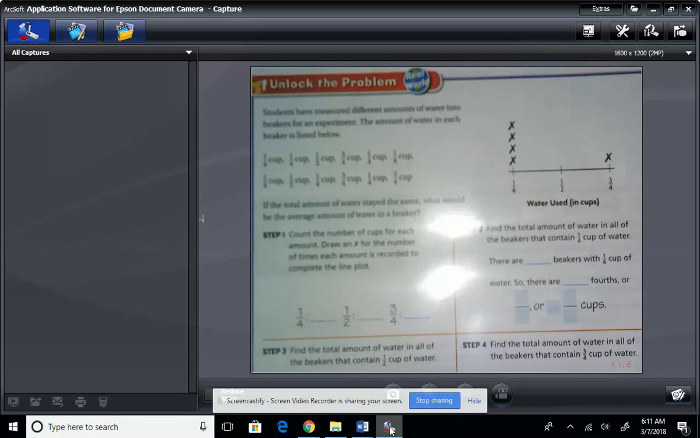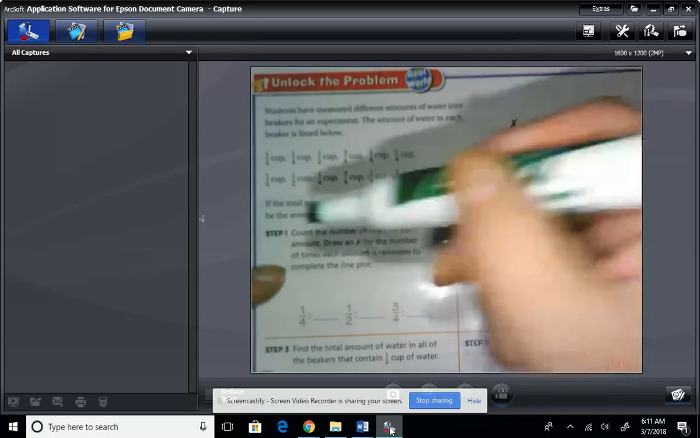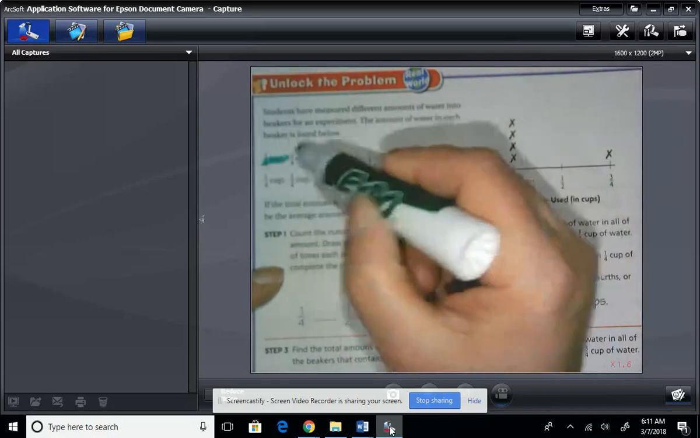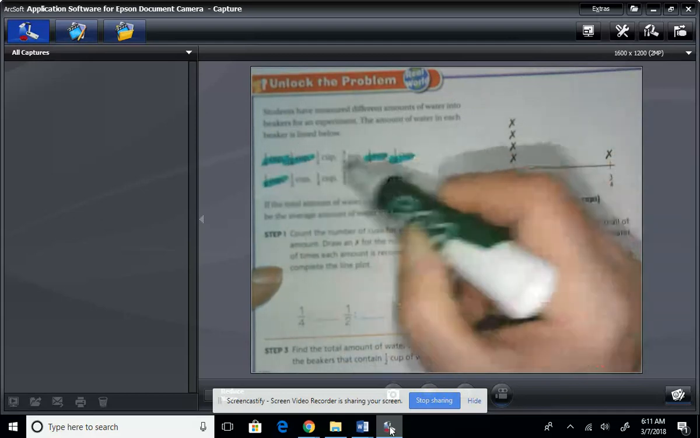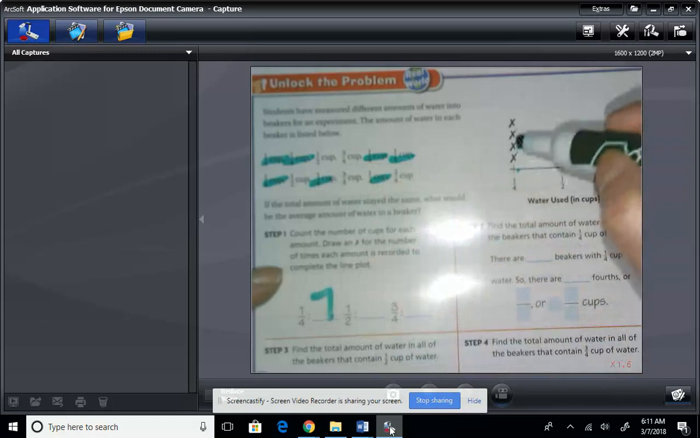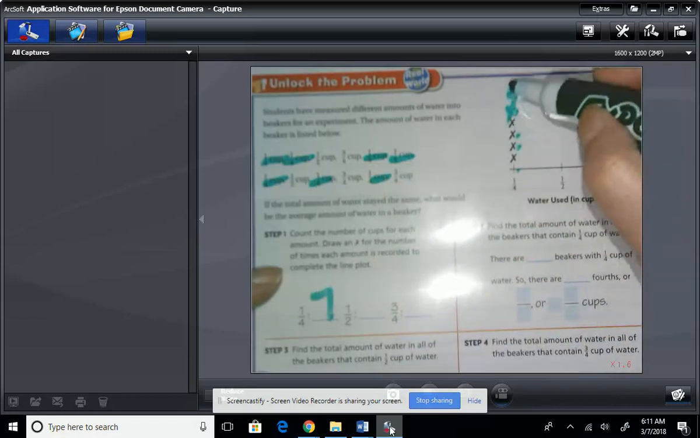Well, first of all, we've got to figure out we don't have the same amount. So we want to figure out how much we have first and then how we would put that as the same amount. So the first thing we have to do is draw an X for as many times as recorded. Okay, so for a quarter, it's 1, 2, 3, 4, 5, 6, 7. So 1, 2, 3, 4, 5, 6, 7.